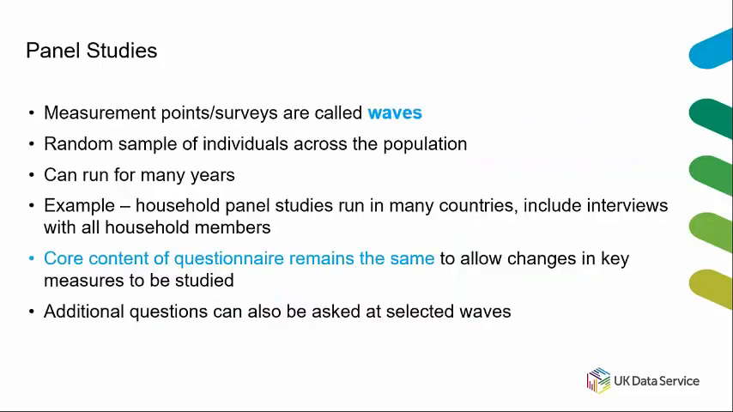So panel studies tend to include measurement points called waves, and these waves contain a random sample of individuals across the population and often run for many years. For example, household panel studies may run in many countries and include interviews of all household members. The core content of the questionnaires remains the same to allow changes in key measures to be studied. And sometimes additional questions can also be asked at selected waves of the study.